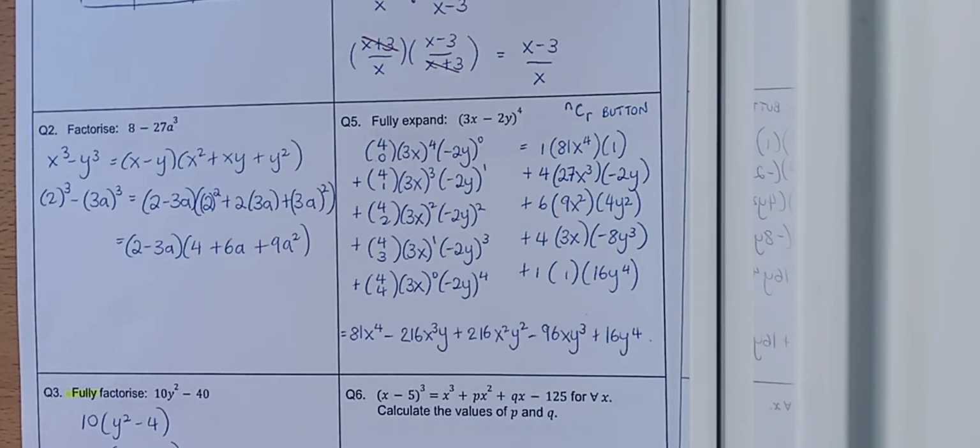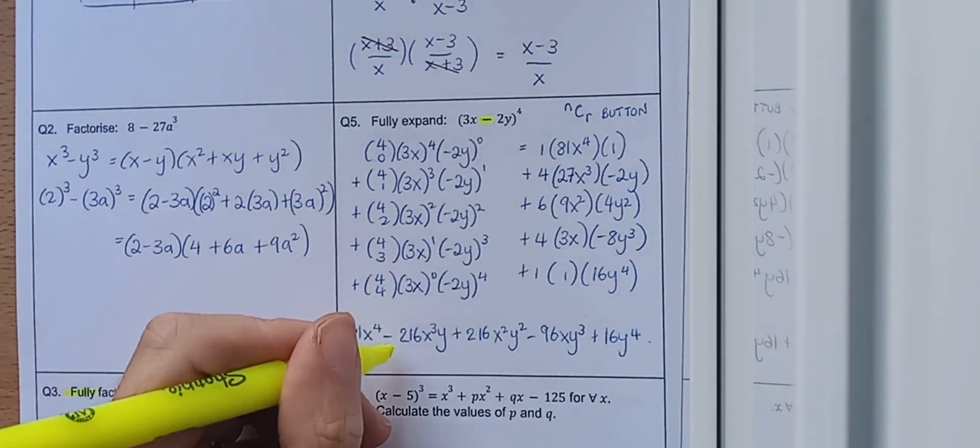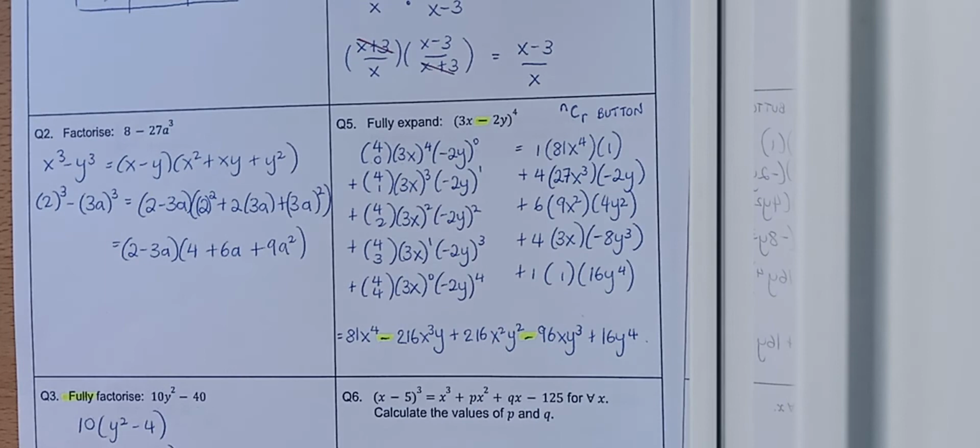And just to note something interesting, when I have a negative in the middle of a binomial expansion, I'm going to see alternating positives and negatives as I go along my solution. So I've got positive, negative, positive, negative, positive. That should always happen if there's a minus in the middle.